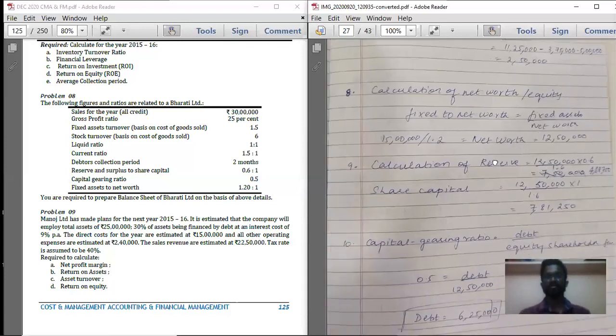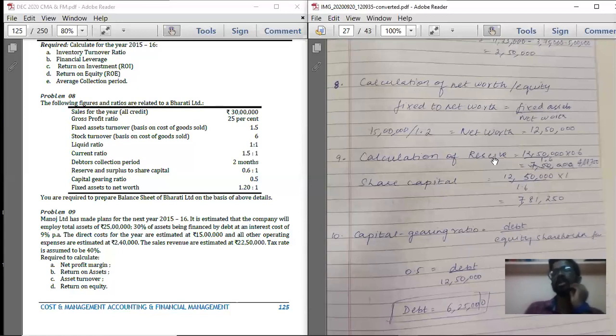Calculation of reserves. Working out below that, working out number 9. Below net worth, working out number 9, calculation of reserves. Here, see, reserves to share capital is 0.6 is to 1. So total net worth is nothing but 0.6 plus 1. Reserves and surplus plus share capital is the net worth. So 1.6 is what we found, 12,50,000. Then what is 0.6 and what is 1? That we should find. So point number 9, calculation of reserves.